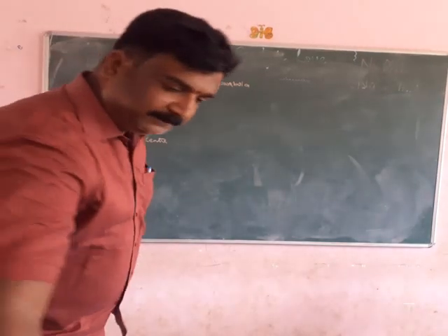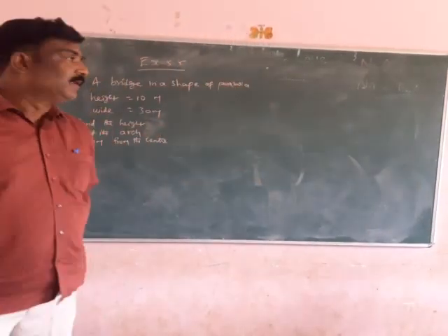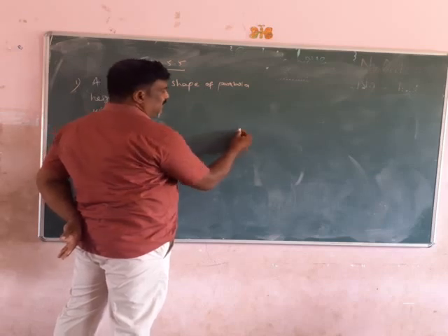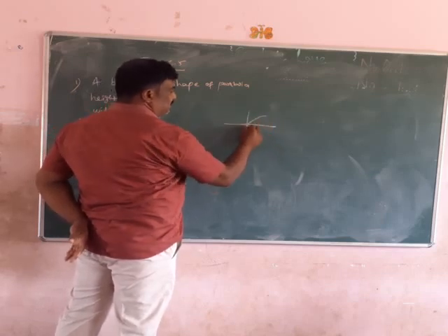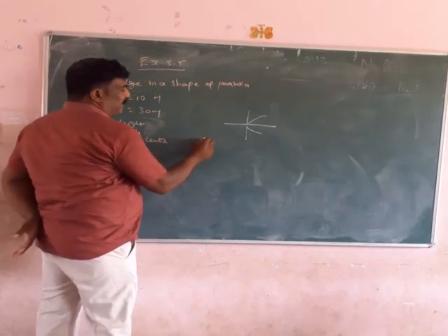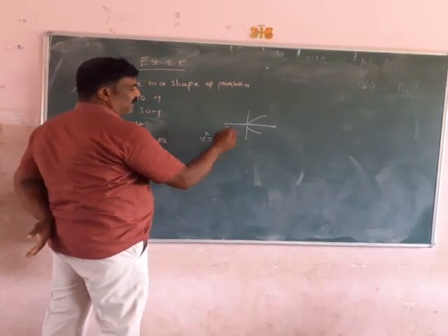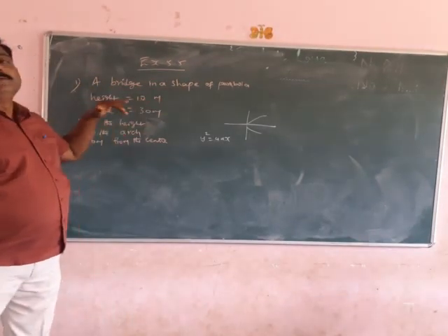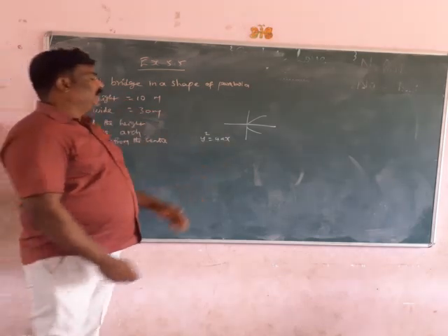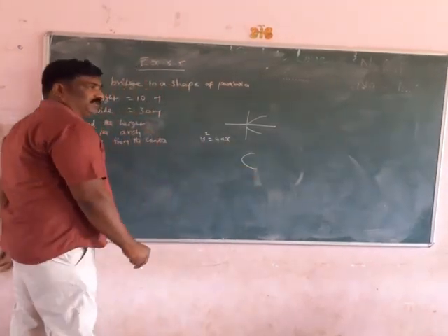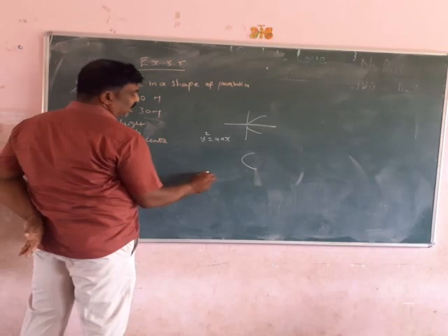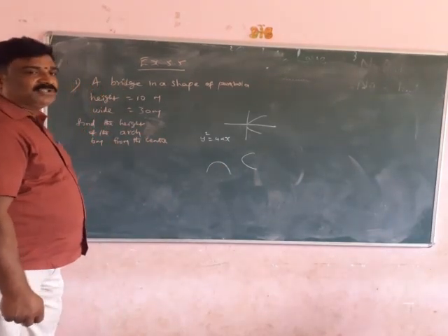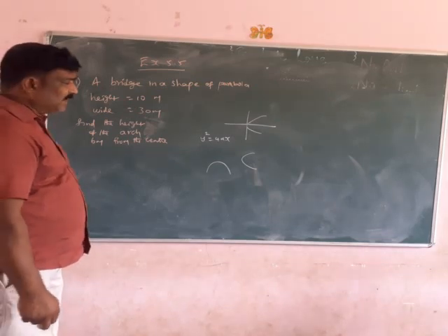We know that there are 4 types of parabola that we already discussed. We use the general definition of the parabola, the right-opening parabola, and its equation is y square equal to 4ax. Here, the bridge is in the shape of a parabola, so let me assume the arch has a shape like this.